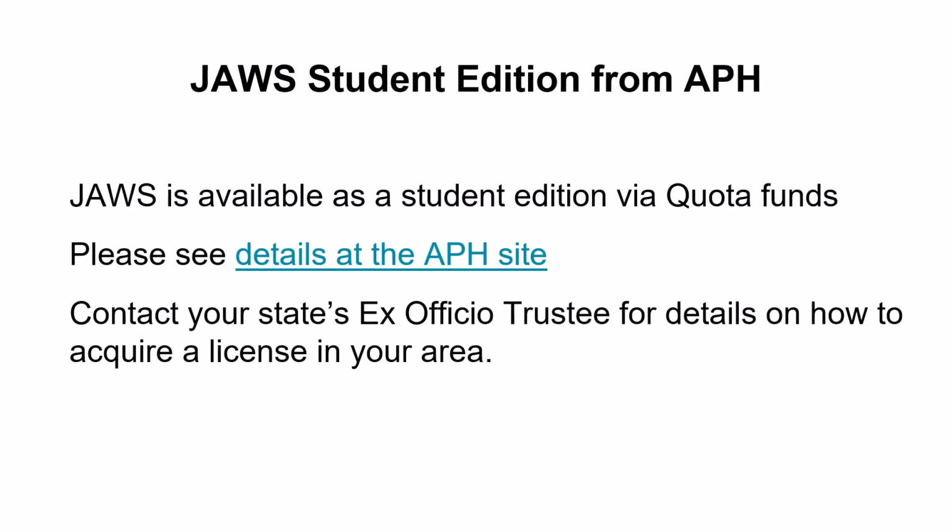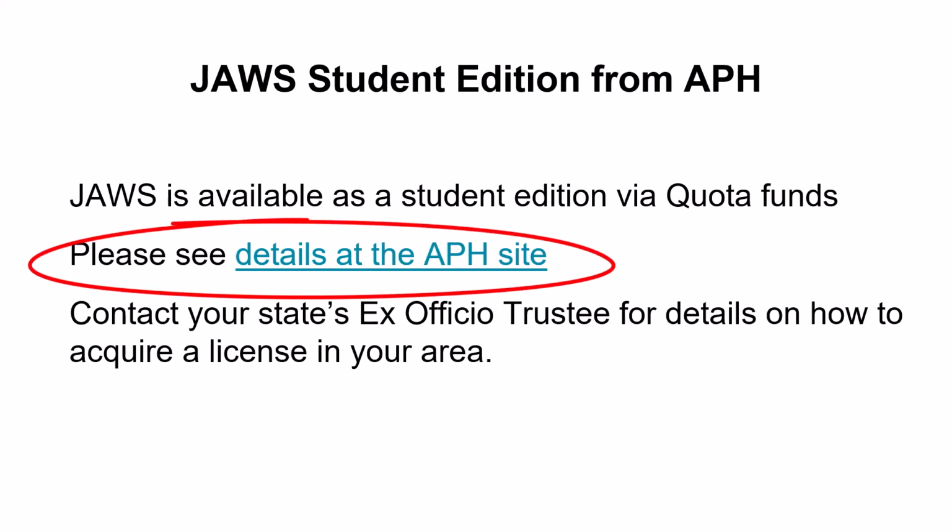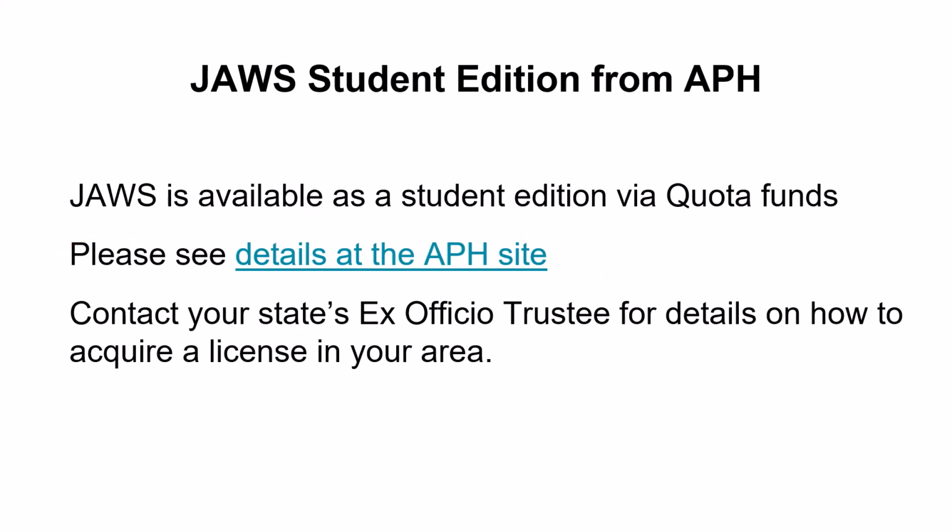Another way that JAWS can be accessed is through the American Printing House for the Blind. It is available for students that qualify for the APH federal quota program using quota funding. This is only for students that are enrolled in an educational institution that's K through 12, not higher learning. So there are details. There's a link in the resources to access the APH website. Contact your state's ex officio trustee for details about this if you are a teacher of the visually impaired. If you're not, then this really does not apply to you, but I did want to include it.